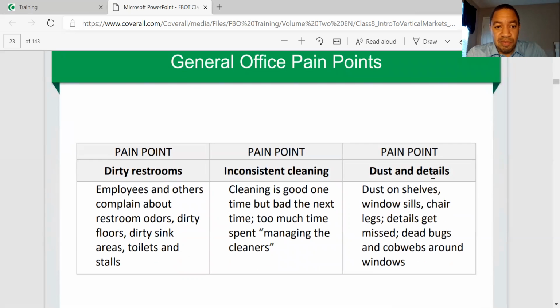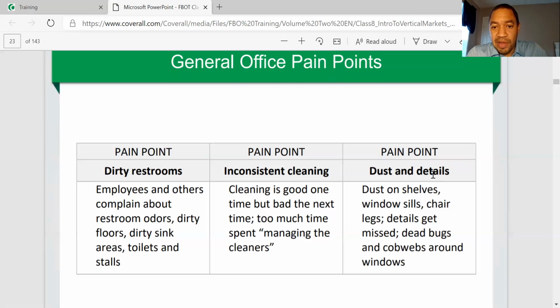General office pain points can typically be a dirty restroom. A dirty restroom is probably number one. Employees and other people complain about the restroom odors, dirty floors, dirty sinks, and the toilets and the stalls are filthy. That's an eyesore. It's a bad smell and it's a problem.